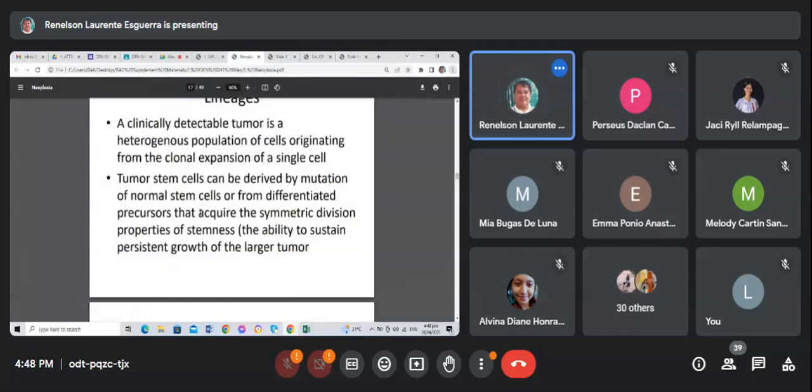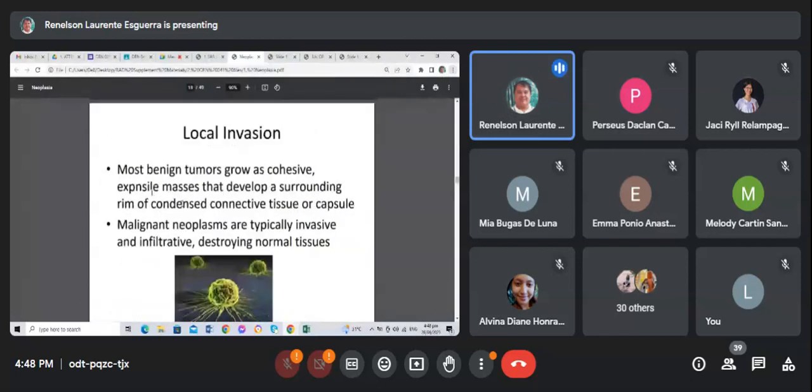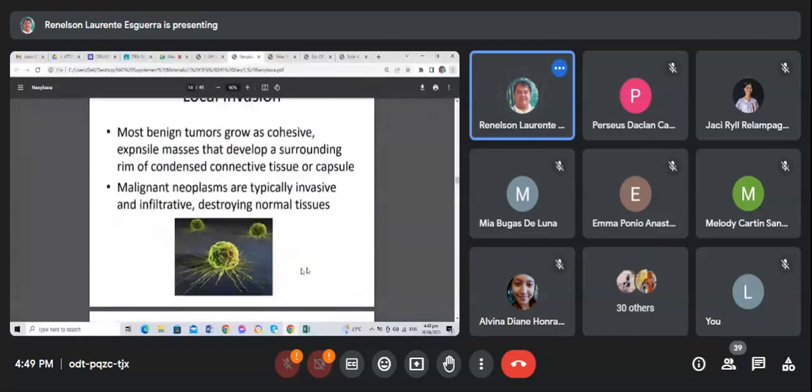You have local invasion. So why is it like that? Because they are not cohesive anymore. It means that there are no intercellular attachments anymore. And most often, malignant neoplasms would tend to invade the surrounding tissue by producing podocytes that you can see in the picture. That's why they can move around and invade.